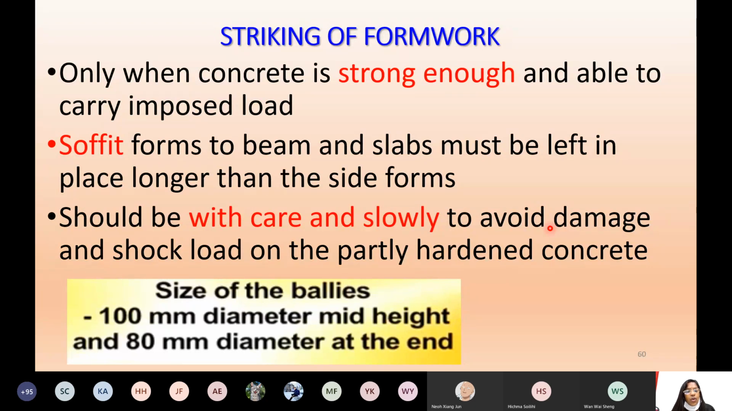The size of the poles: the wooden poles may be 10 centimeter diameter. Can you imagine 10 centimeter diameter like this? 10 centimeter diameter at mid height and then 80 mm diameter at the end. Okay, the middle scaffolding can have 100, the ends can have 80, right? The middle is going to carry more, so all the middle poles can be 100 to 110 mm diameter poles. Ends can be 8 centimeter poles.